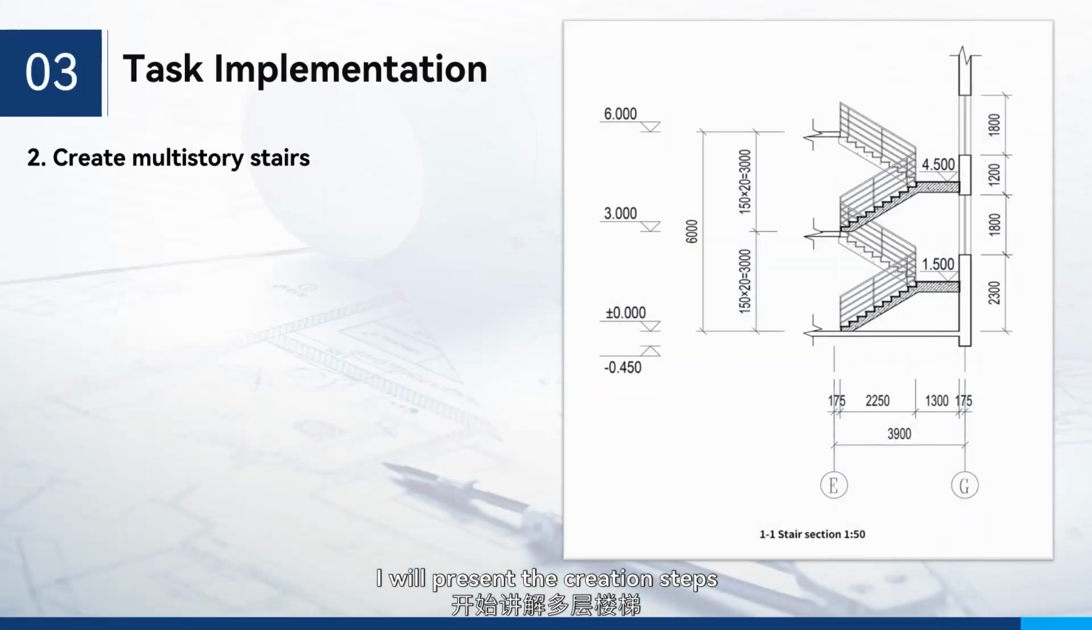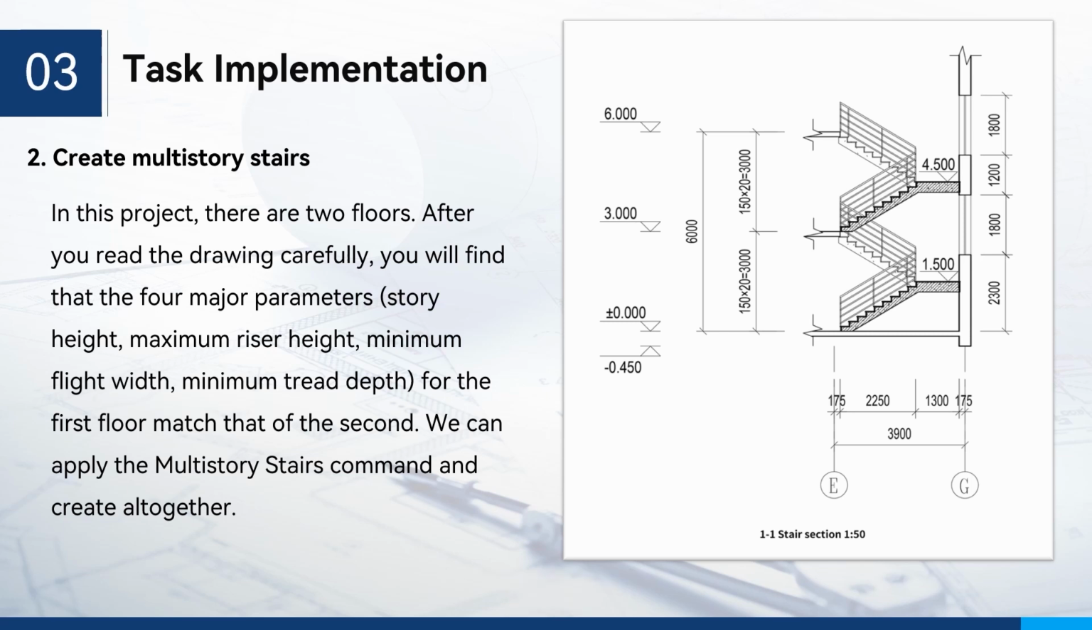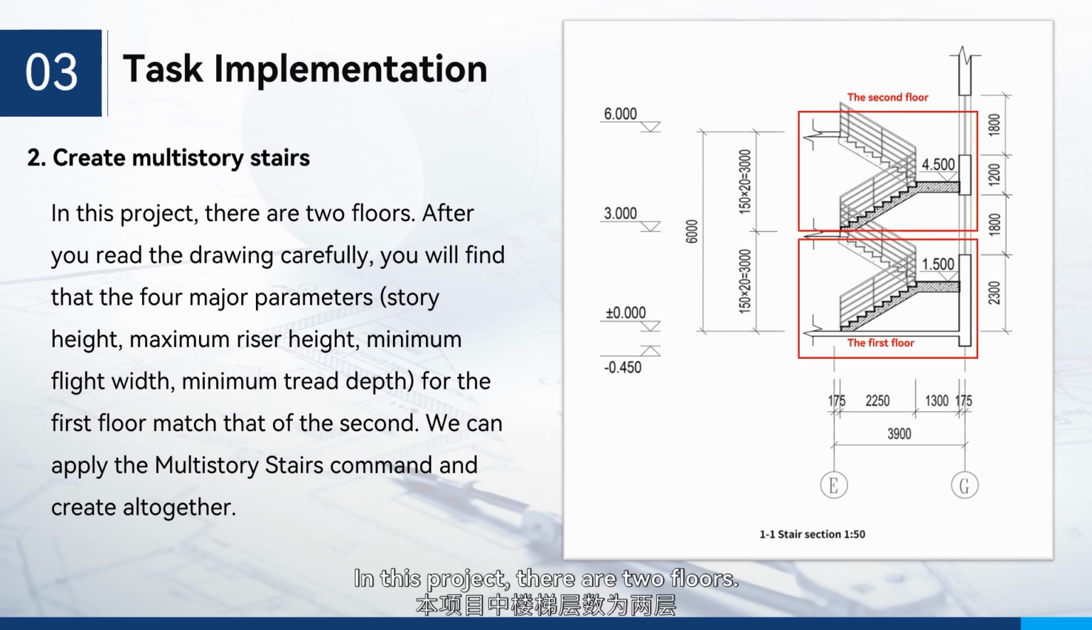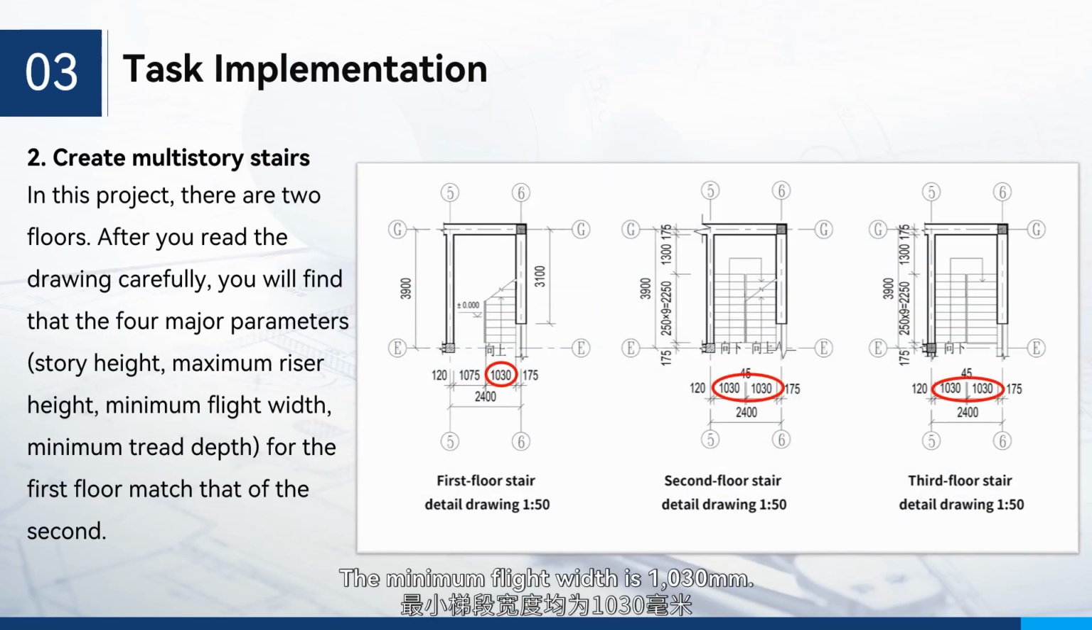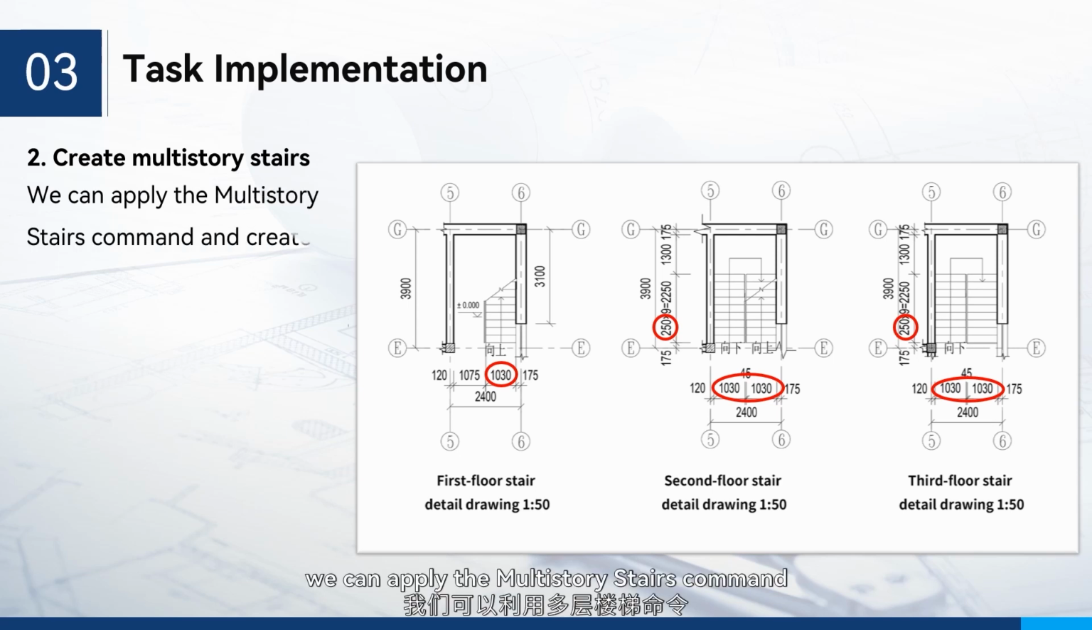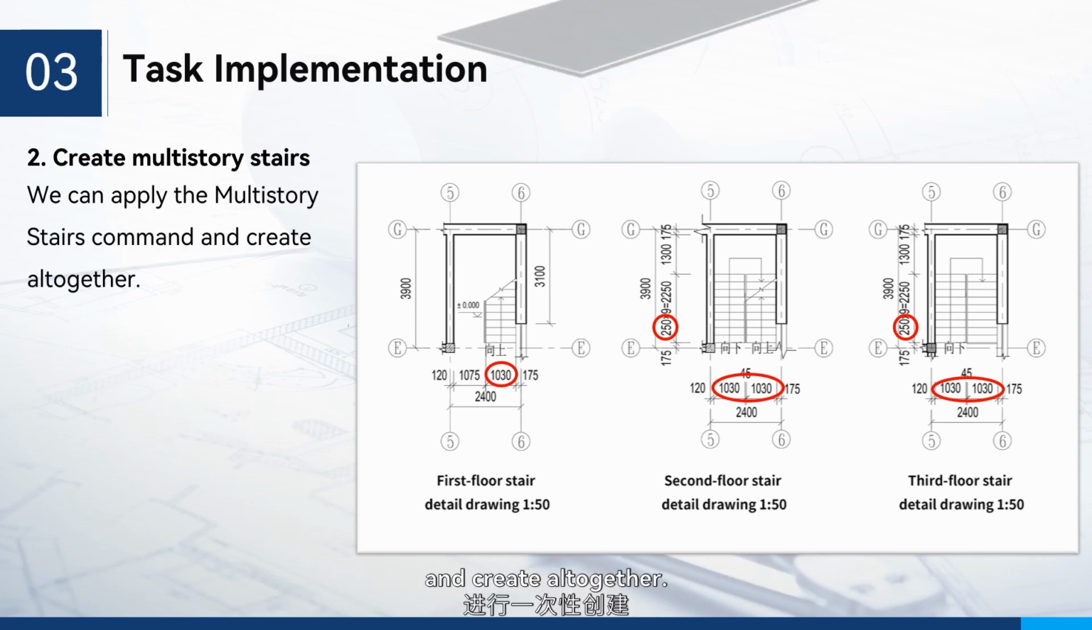Next, I will present the creation steps for multi-story stairs. In this project, there are 2 floors. After you read the drawing carefully, you will find that the 4 major parameters for the first floor match that of the second. For both floors, the story height is 3 meters. The maximum riser height is 150 millimeters. The minimum flight width is 1,030 millimeters. The minimum tread depth is 250 millimeters. Then, we can apply the multi-story stairs command and create all together.